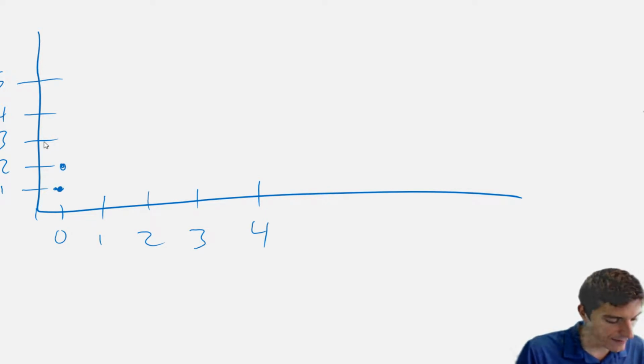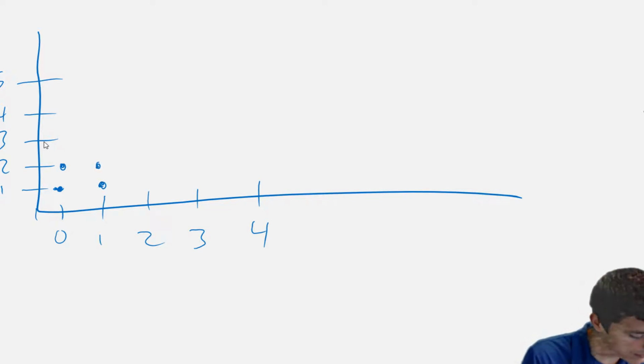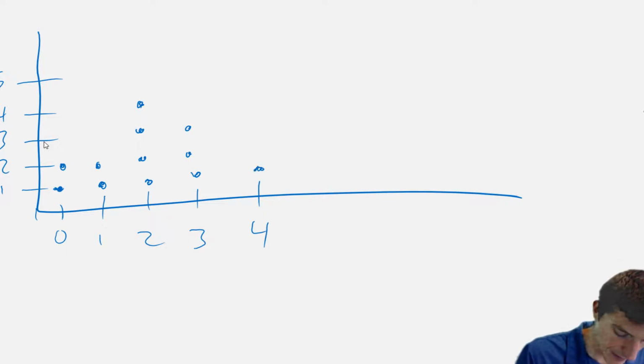How many people do I have with one? There are two people that fill up twice, one, two, three, four. Three, one, two, three. Four, I'm just seeing the three of them again. Five, I see two, and six, I see one.